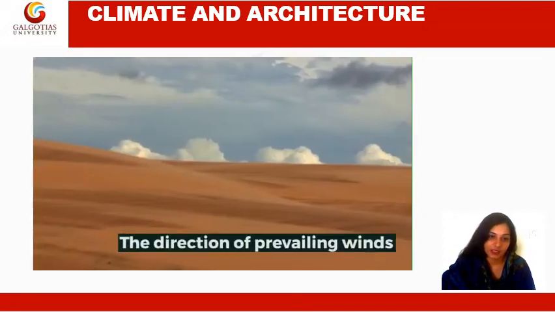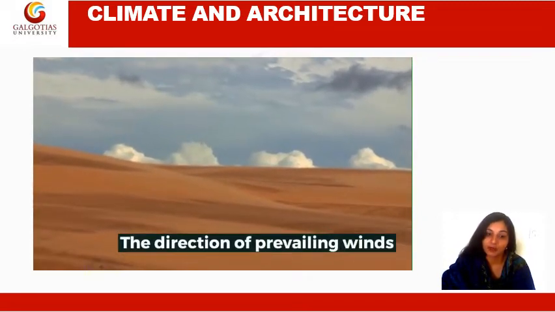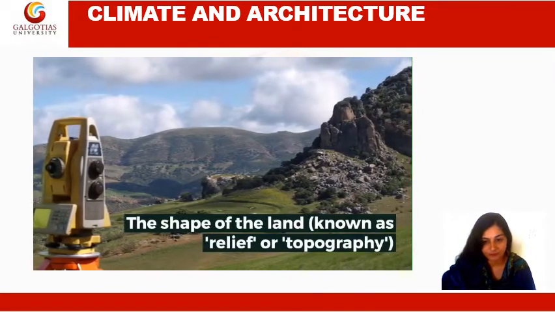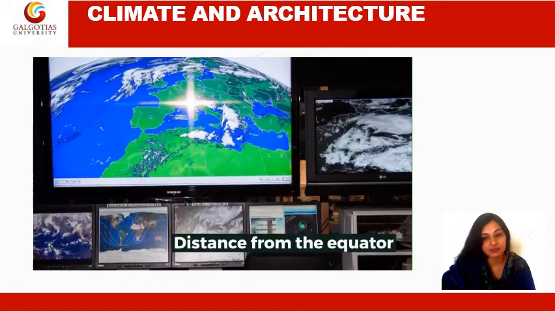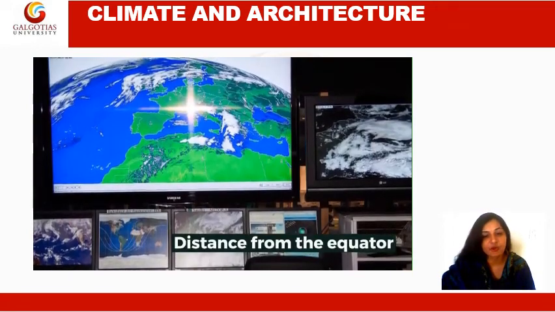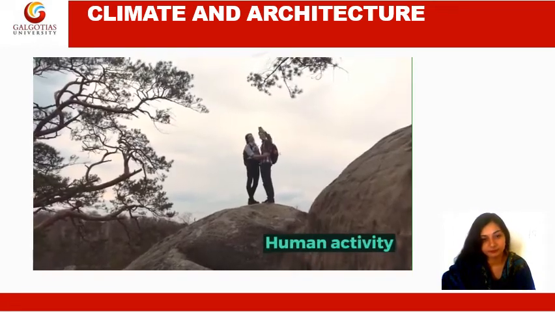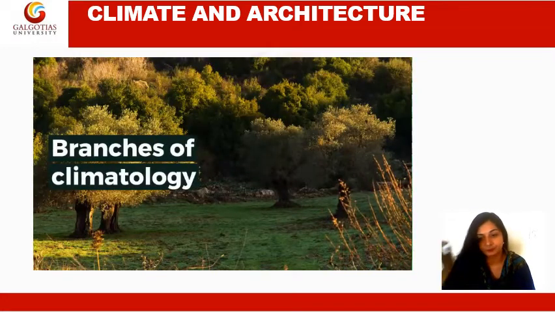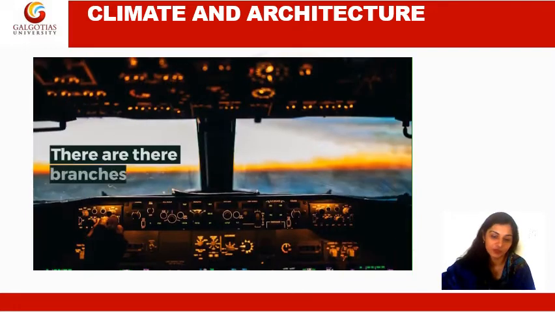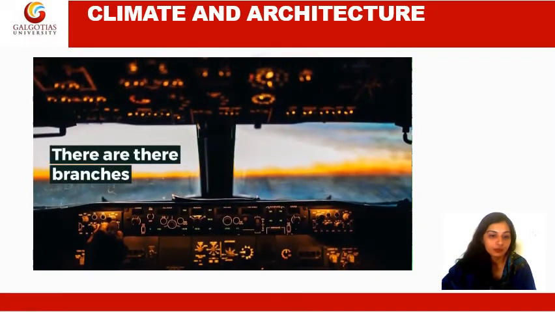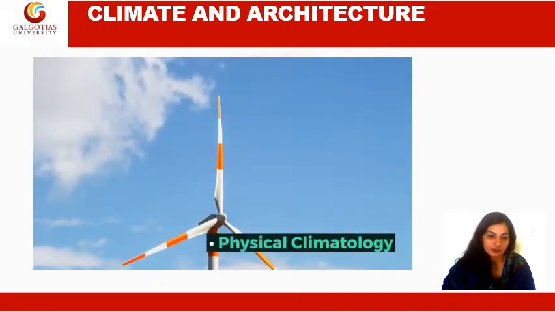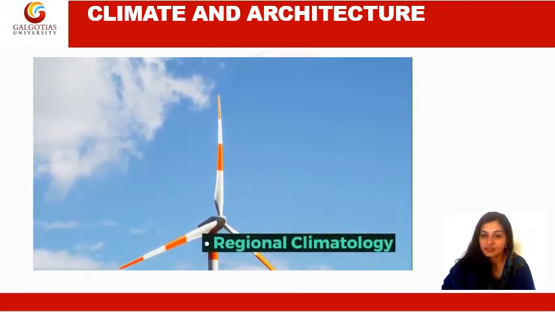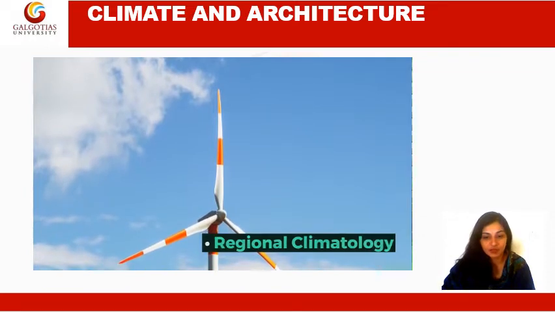Factors affecting the climate. We have discussed the factors affecting the weather, and now factors affecting the climate. Distance from the sea, ocean currents, the direction of prevailing winds, the shape of land known as relief or topography, distance from the equator, human activities. These are the major things which affect the climate of a region.